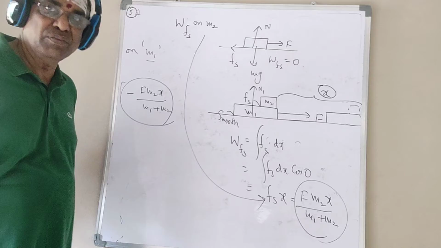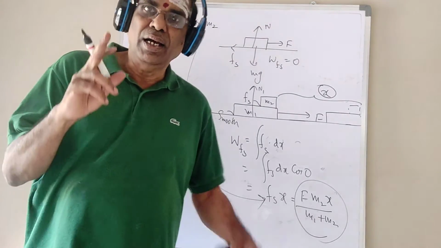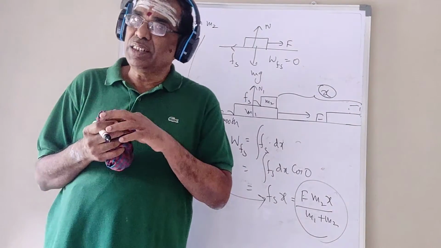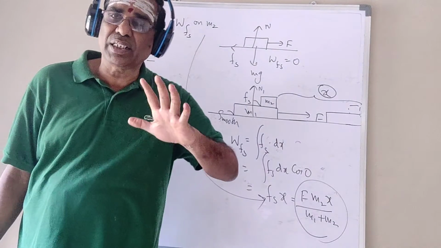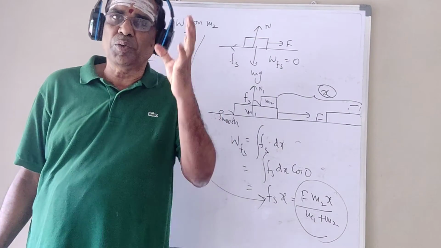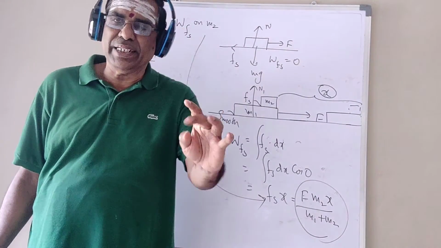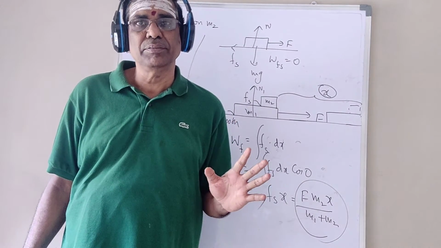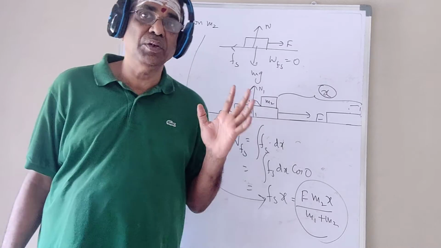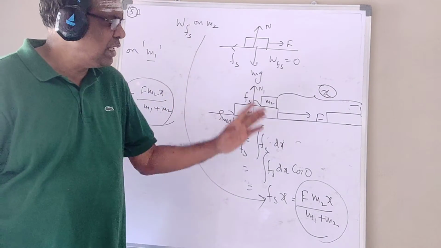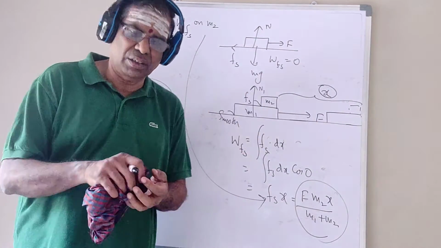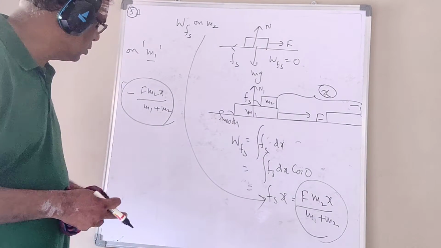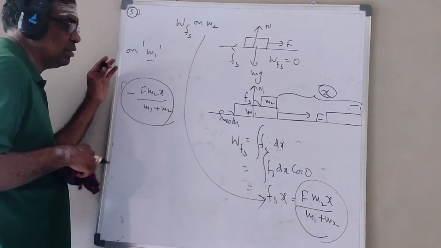In this example of two body system, I am trying to give you that the static frictional force work done could be 0, could be positive, could be negative. This is very, very important. I want you to understand this. Same is the case with the kinetic frictional force. I will show you. Now, is this clear? Okay.